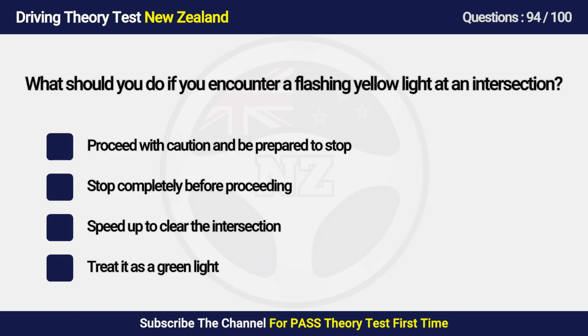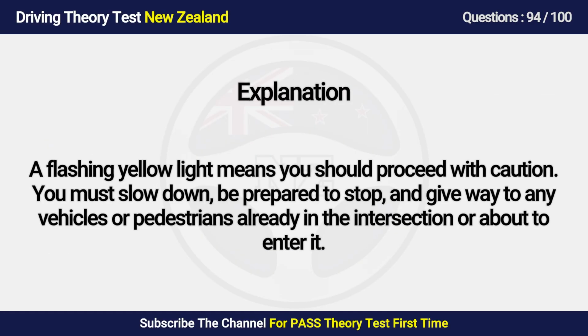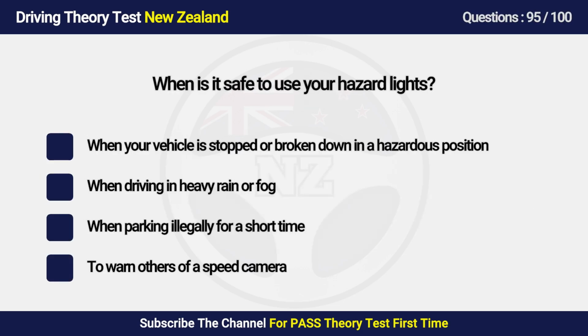What should you do if you encounter a flashing yellow light at an intersection? A. Proceed with caution and be prepared to stop. B. Stop completely before proceeding. C. Speed up to clear the intersection. D. Treat it as a green light. Answer is A. Proceed with caution and be prepared to stop. A flashing yellow light means you should proceed with caution. You must slow down, be prepared to stop, and give way to any vehicles or pedestrians already in the intersection or about to enter it. Question 95. When is it safe to use your hazard lights?